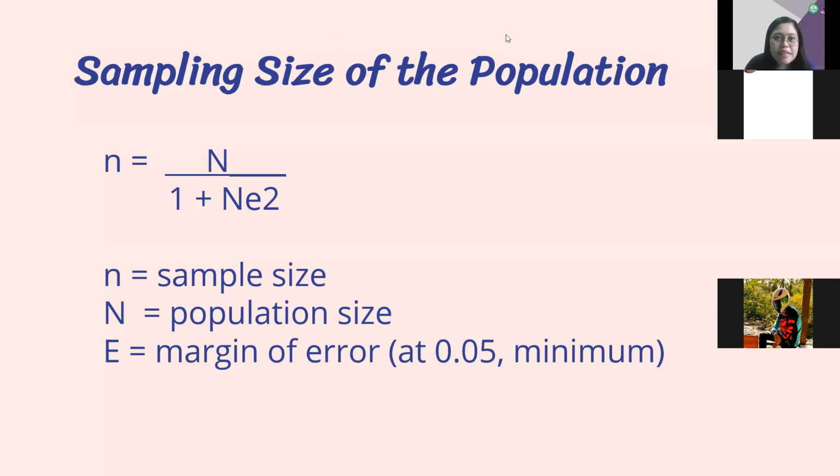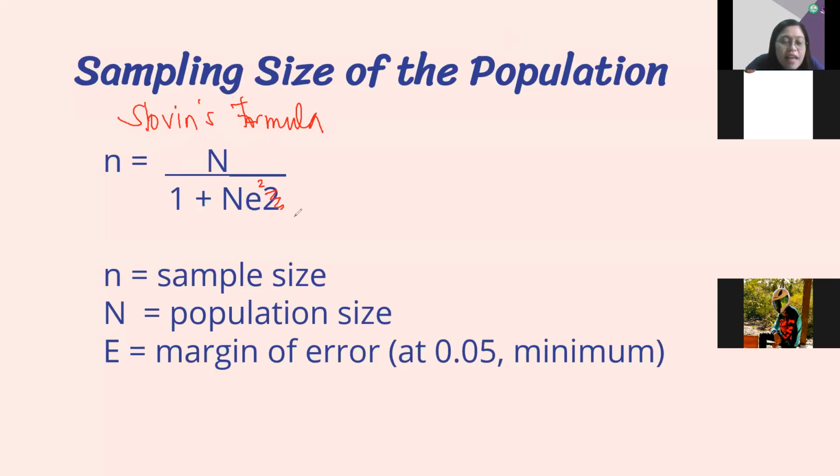Sa pag-compute ng sampling size, we can use this formula. We call this the Slovin's formula. Again, we call this the Slovin's formula. This is n is equal to capital letter N divided by 1 plus capital letter N times E. And by the way, let me correct this. This is E squared. Okay, E squared yan siya. So small letter n here is the sample size.